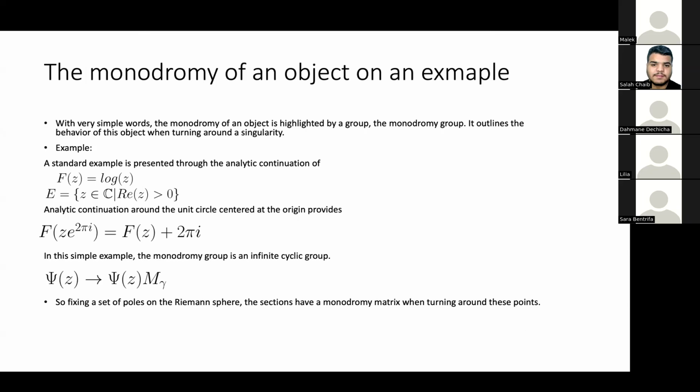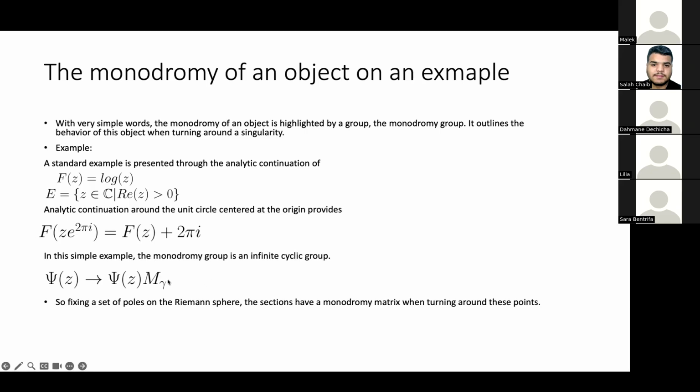If I take this f of z around this pole at z equal to 0, I will end up with not f of z, but f of z plus 2 pi i. If I take another loop, I will end up with another 2 pi i. So I will always get an additional 2 pi i, 2 pi i, 2 pi i. And the monodromy group will become cyclic with the generator 2 pi i. So this is the story behind the monodromy, the main idea.